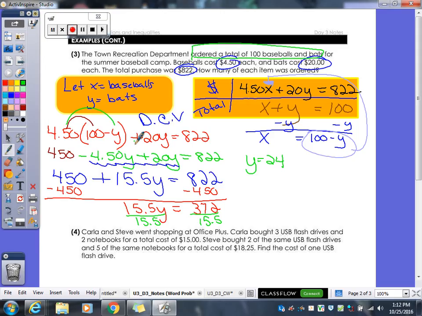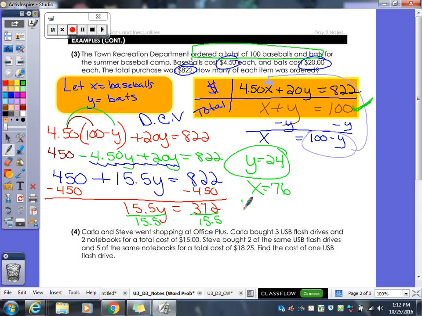Now I've got to figure out how many baseballs. So I've got to take this and plug it into one of the equations. This one's the easier one right here, right? Now we can do this in our head. Ready? Everybody look up here. If I plug 24 in for y, 24 plus what gives me 100? Can anyone do that in their head? 76. Very good. So x equals 76.